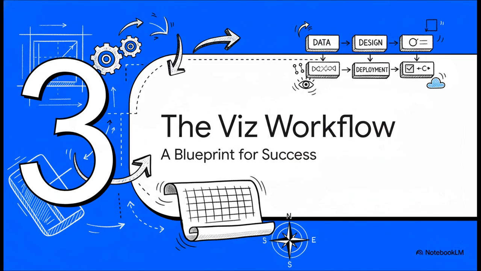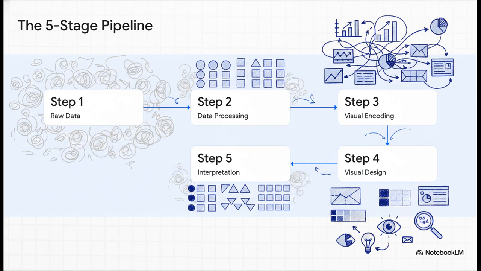Okay, let's get into the core concept of this chapter. I want to give you a master blueprint, a kind of mental model you can apply to any visualization project you'll ever tackle. This 5-stage pipeline, this is your blueprint. It always starts with raw and usually messy data. So your first job is to process it. You've got to clean it and structure it. Then comes the magic, the critical step of visual encoding, where you translate those numbers into things like shapes and colors. After that, you refine the visual design, making it as clear and readable as possible. But the end goal is always the same, creating something that leads to a genuine insight or an accurate interpretation.